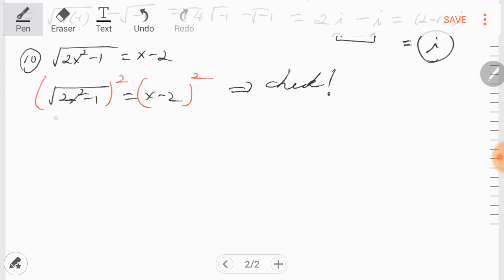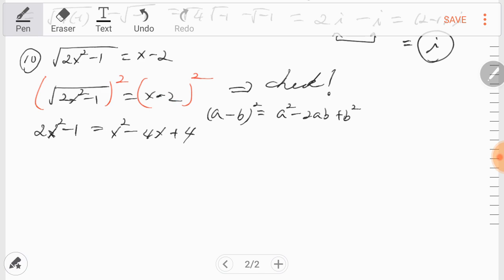So the left side of the equation is 2x squared minus 1. The right side, we can use a formula. What's the formula? a minus b squared is equal to what? a squared minus 2ab plus b squared. So x squared minus 2ab, 2 times x times 2 is 4x, plus 4. Then 2x squared. Okay, now what?